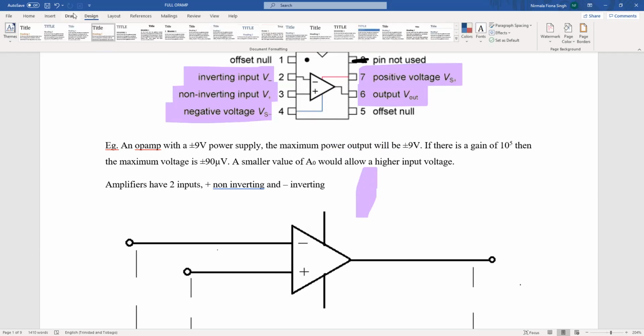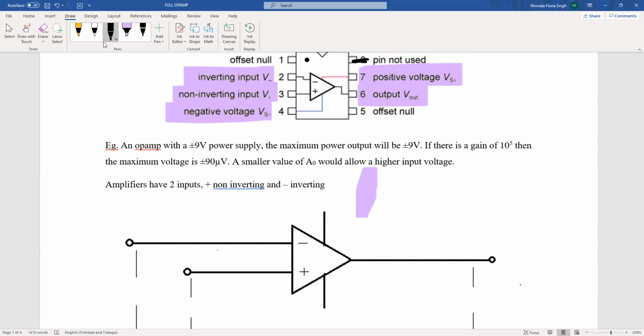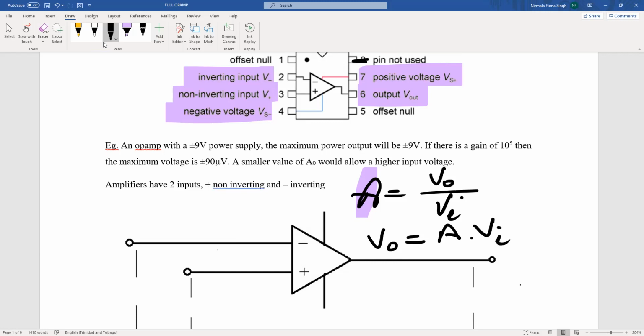Remember, gain is equal to just VO over VI. And if I want to know my output voltage, it's going to be A times VI. If I want to know my input voltage, right, as in I want to know how much voltage I can put into my operational amplifier without it having to shut down, it's going to be the reverse of this. It's going to be VO over A. Really simple maths.